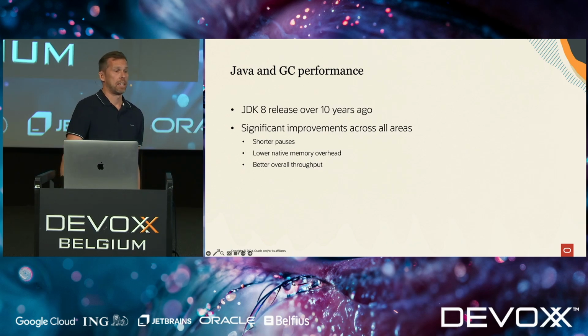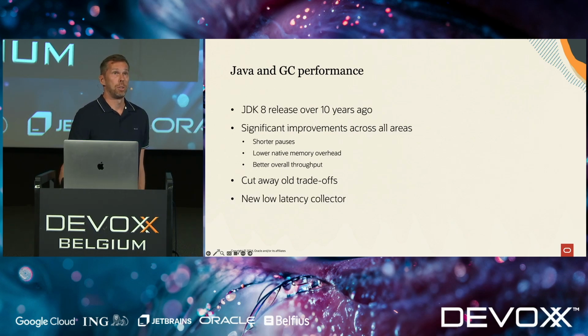And you might remember that I said it's very hard to optimize for all of those. And the way we've done that over the past 10 years is that we've cut away some of the old trade-offs that we made in the past and came up with better solutions to solve those problems that are more efficient. So a lot of work has gone in here, and of course, we also added new low latency collectors to make the Java platform even more suitable for most workloads.